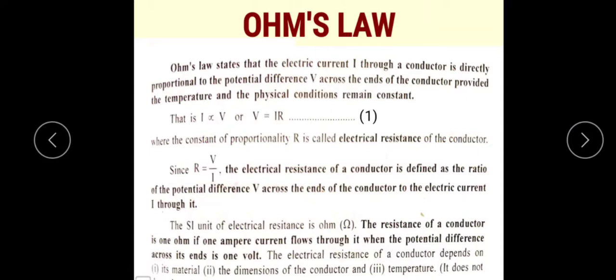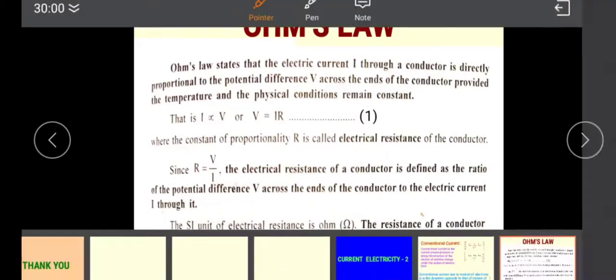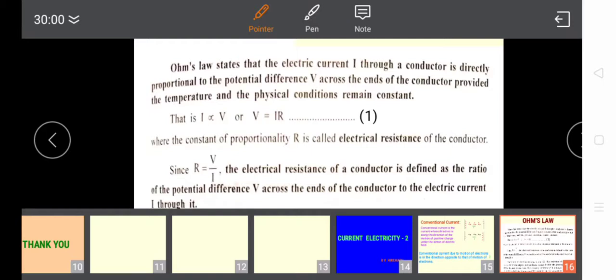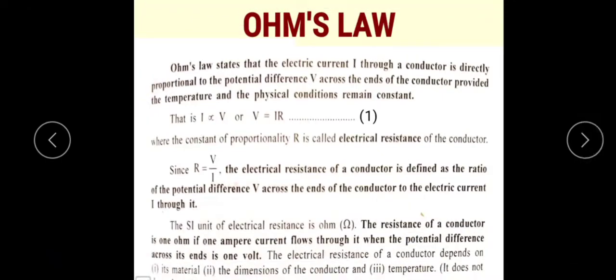Next thing, Ohm's law. The statement is like this: the current I through a conductor is directly proportional to the potential difference across the ends of the conductor, provided the temperature and physical conditions remain constant. This is the statement of Ohm's law.